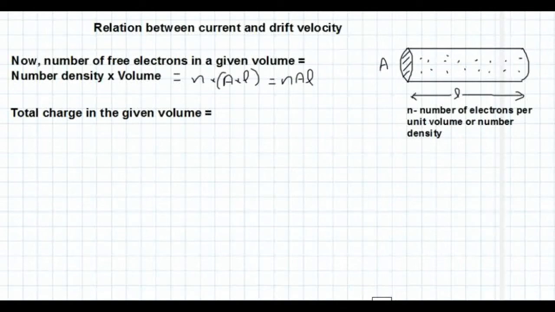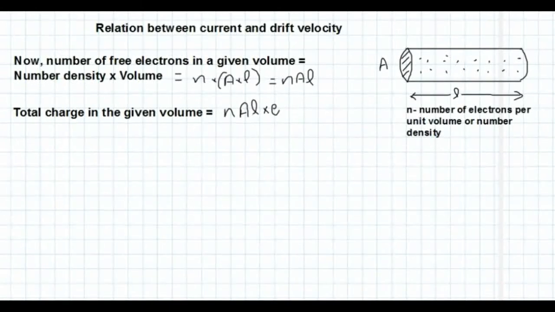Then what is the total charge in this given volume? So total charge is equal to this total number of free electrons into e, where e is the charge of a single electron that we know. Therefore total charge in this volume is nAL into e. Let Q be the total charge. Therefore Q is equal to nAL into e.